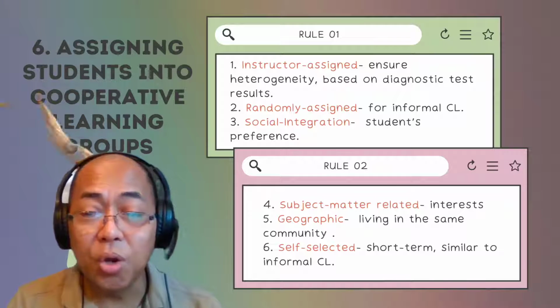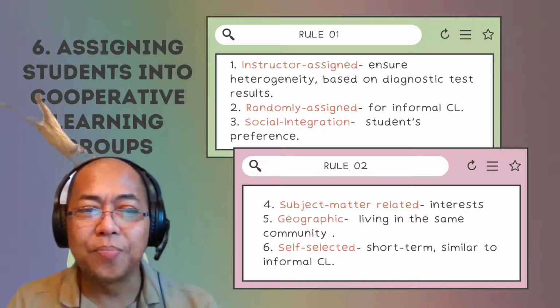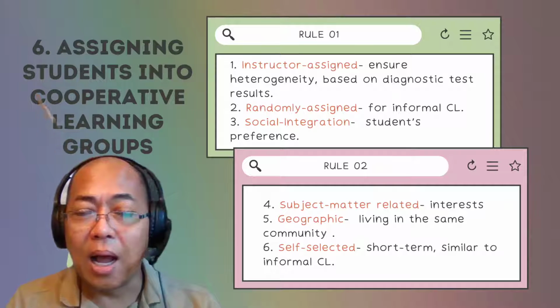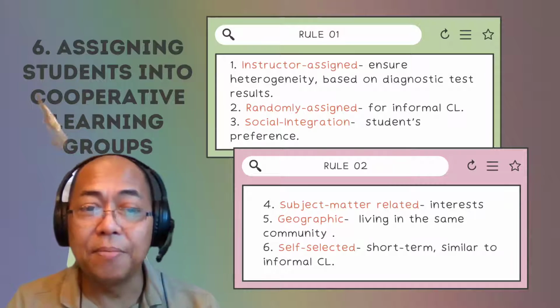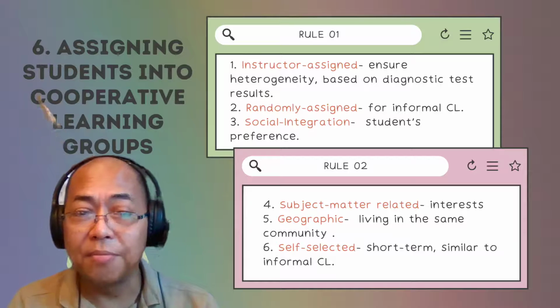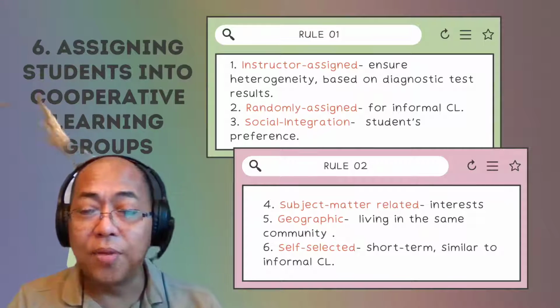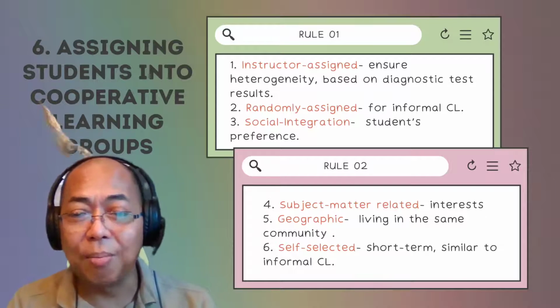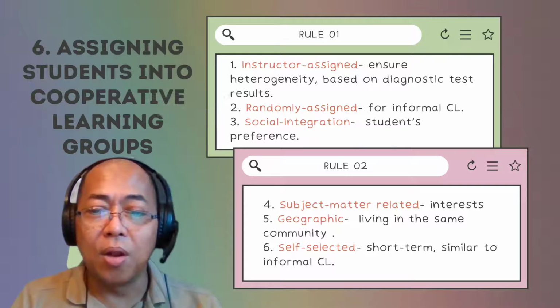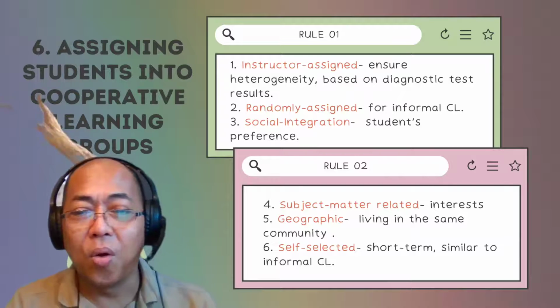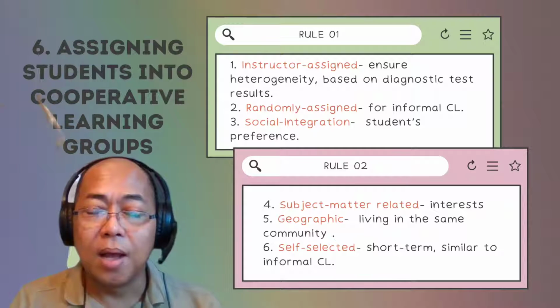Second, randomly assigned groups. In randomly assigned groups, the instructor can simply ask the students to count off or do numbers off and placing them in different groups according to their assigned number. Let's say all ones will group together, all twos will group together, or all threes will, and so on.